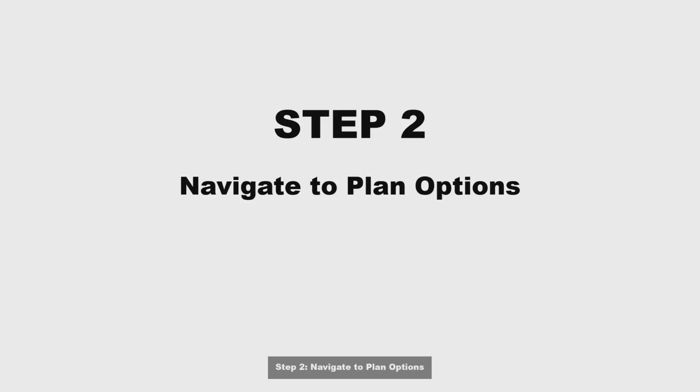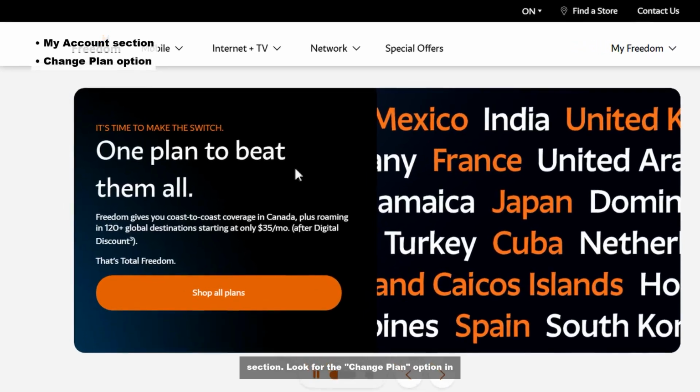Step 2. Navigate to plan options. Once logged in, go to the My Account section. Look for the Change Plan option in the menu.